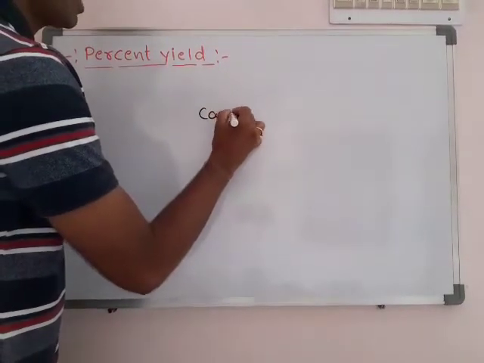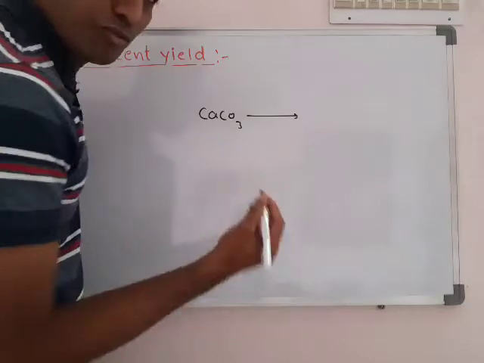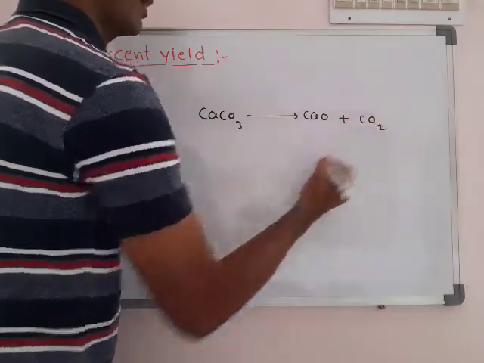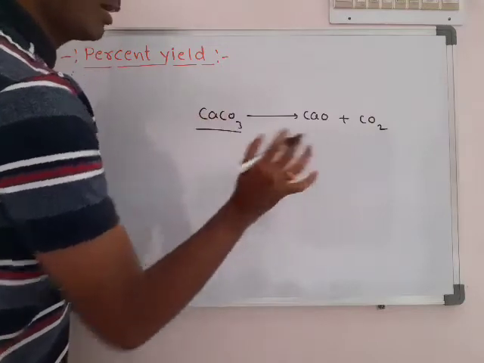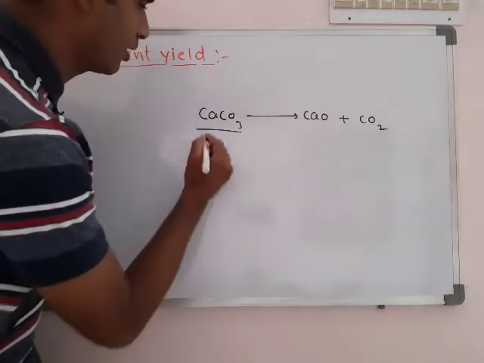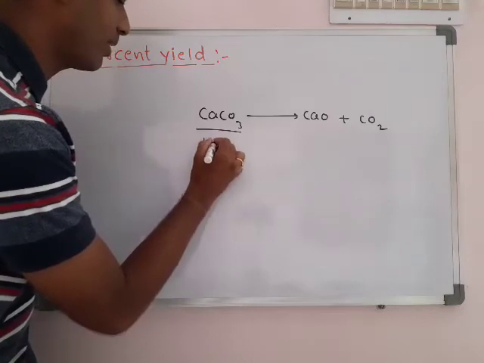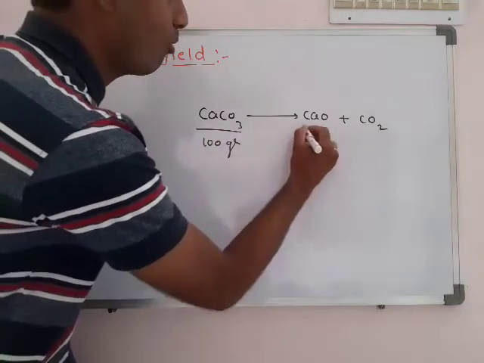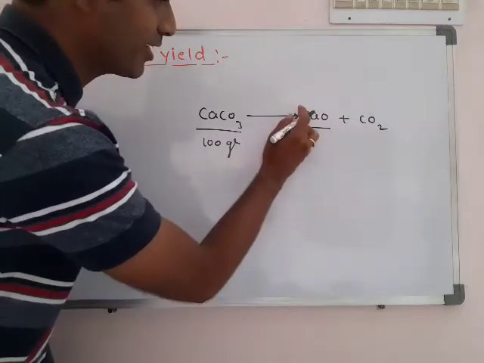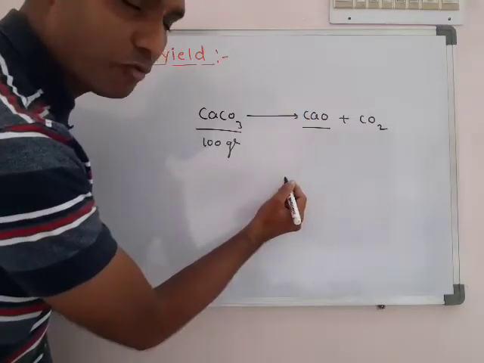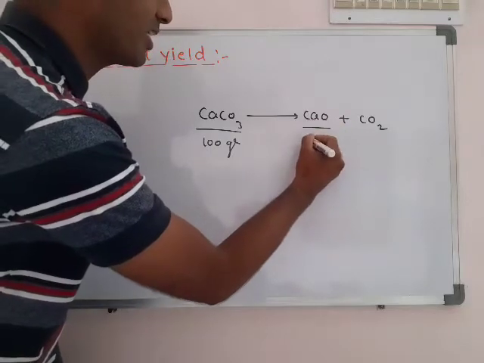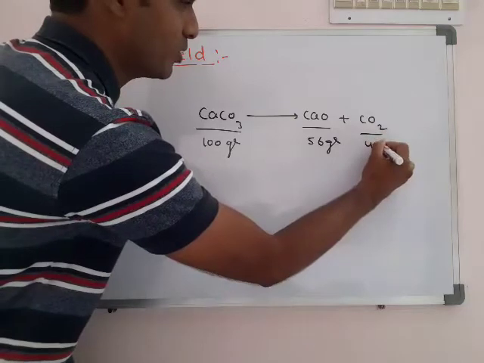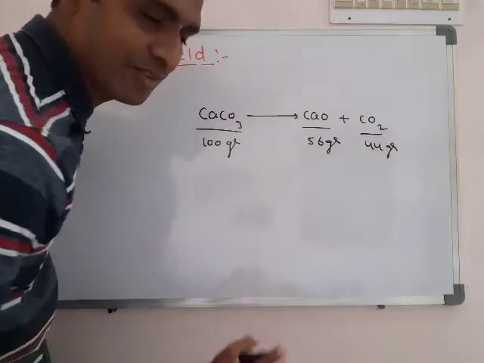For example, calcium carbonate on heating, we know the reaction: calcium oxide and carbon dioxide. This is one mole, and it is already balanced. One mole means 100 grams. So 100 grams decomposes, and how much compound will be formed? Calcium oxide is 56 grams, and for carbon dioxide, one mole, 44 grams will be formed.